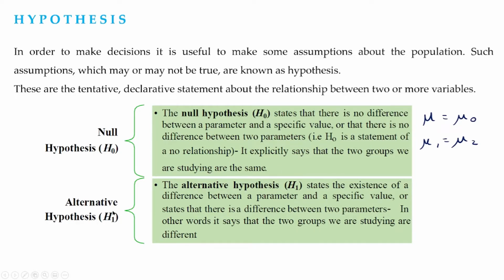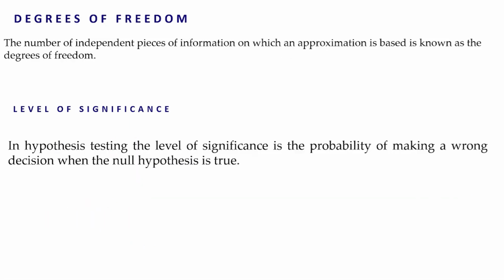Next we have the alternative hypothesis. It is just the opposite of the null hypothesis. It states that there is a difference between a parameter and a specific value, that is mu not equal to mu naught, or that there is a difference between two parameters, mu1 not equal to mu2, or that the two groups that we are studying are different. So this is with respect to the null hypothesis and the alternative hypothesis.